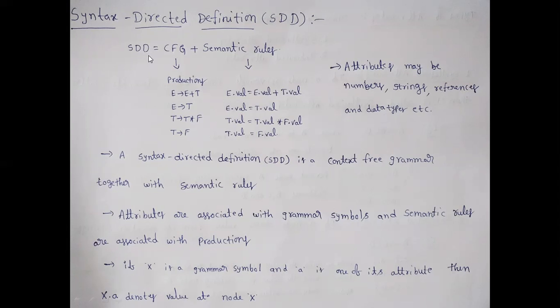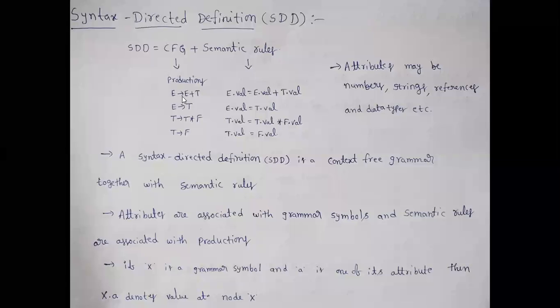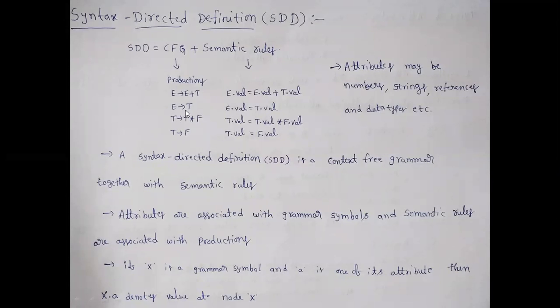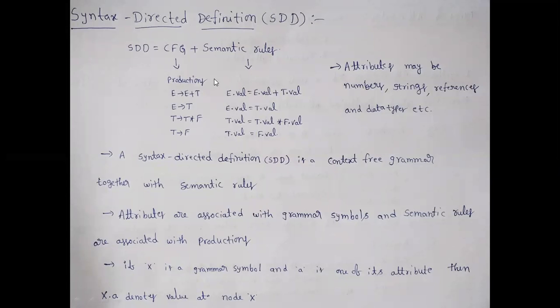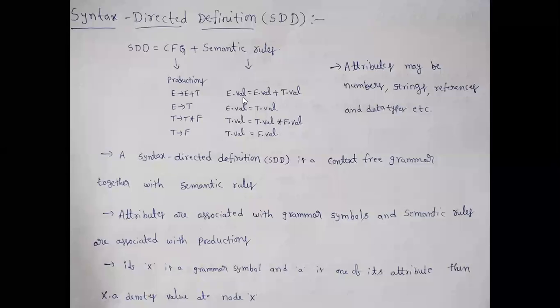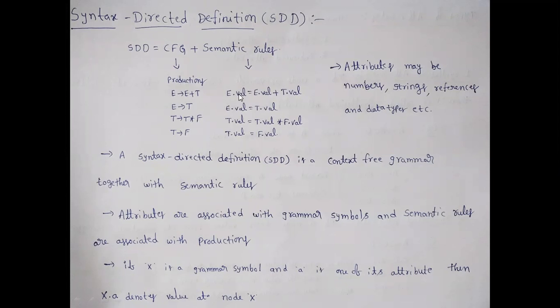So in syntax directed definition, let us consider some productions. The productions are E produces E plus T, and E produces T, and T produces T star F, and T produces F. So we are considering these productions. These are the context-free grammar. And what is the semantic rule for this grammar? We are using E dot VAL. This is one attribute. This attribute is associated with capital E, which is the grammar symbol.